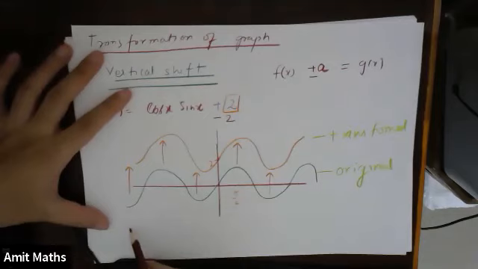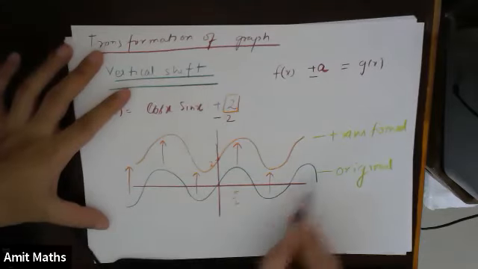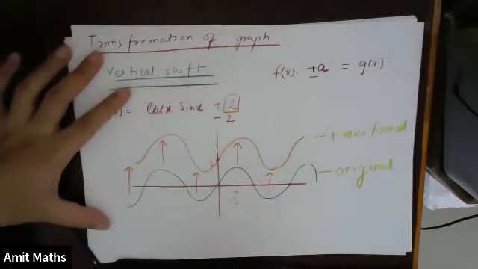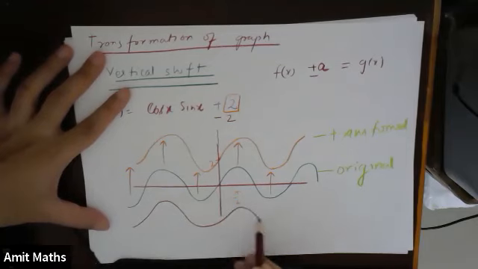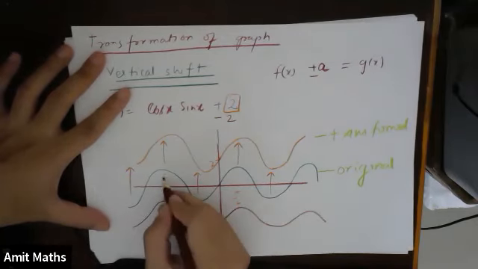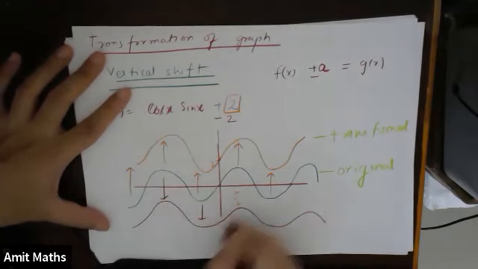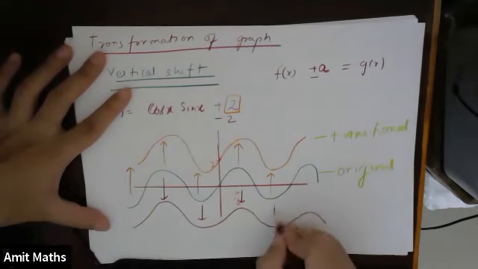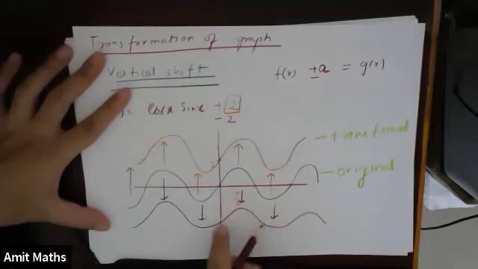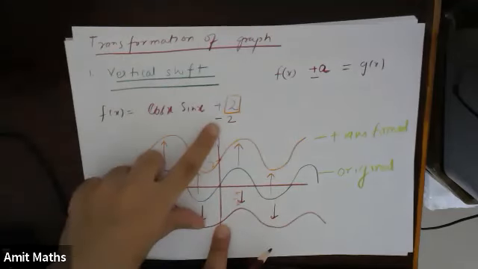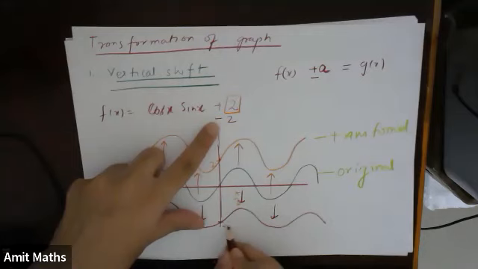Suppose instead of adding 2, I have subtracted 2. Then what will happen? Then the whole graph will shift downwards by how many units? By 2 units. So the whole graph will become like this. When the function was 0, now the function will be minus 2.